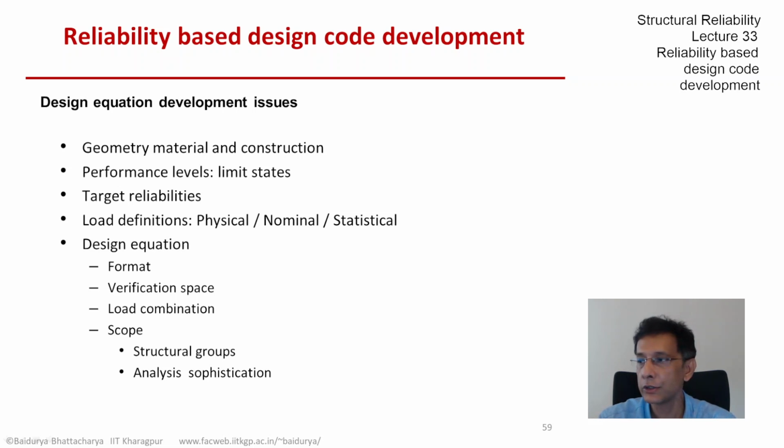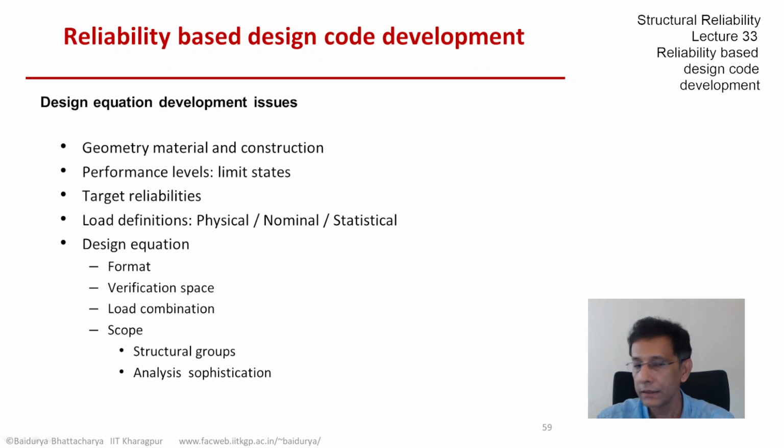Which load combinations, which ones are relevant, they have a direct bearing both on the limit state and the design equation. And then what sort of structure or structural member is this design equation going to be valid for? And then coupled with that is what sort of analysis, both probabilistic analysis and mechanical analysis, should be ensured in order for the design equation to be valid for the structure or the member being designed.